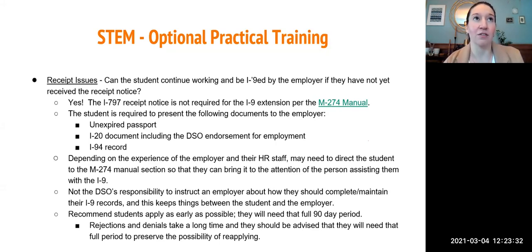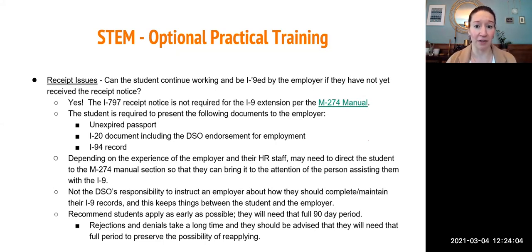I think this is also a good point in time to point out that my office and my colleagues and I will put this information in an email to the student. I frequently refer to a PDF of the M274 manual and will email that to them, but I don't speak to the employer directly about these issues. My preference is always to work directly with the student, to convey the information to the student, and then the student can bring that information to their employer.